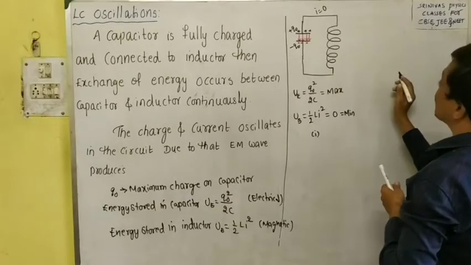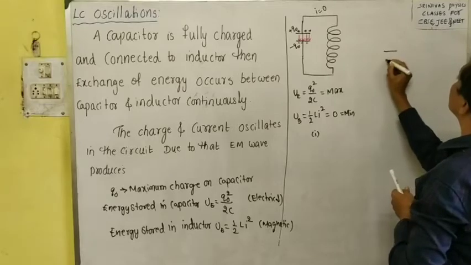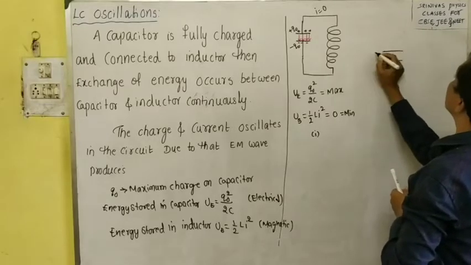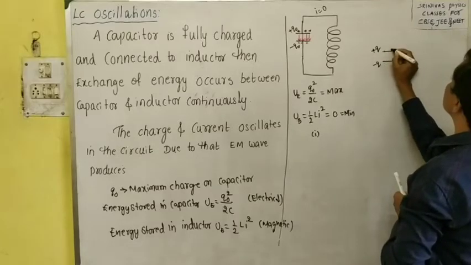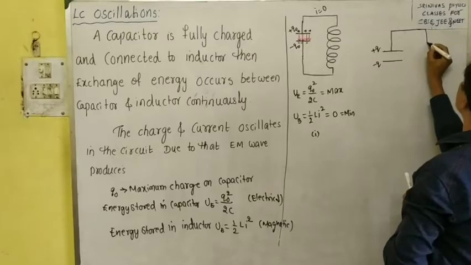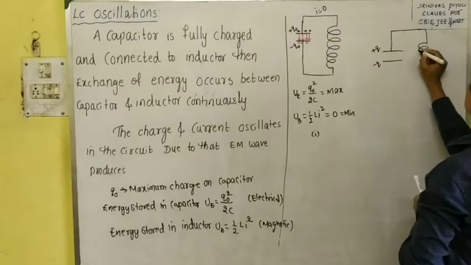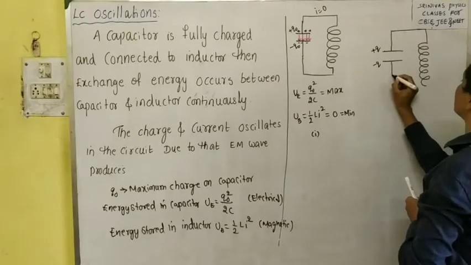That's why the second diagram will be like this. This is the second diagram. I am going to draw it here. This is the capacitor. At any instant, the charge we can take as plus Q and minus Q. And now the current, this is the inductor. Inductor means it is just a coil, we are connecting like this.